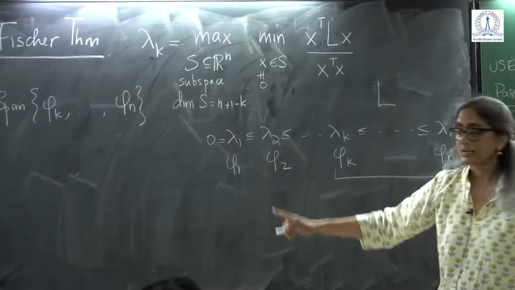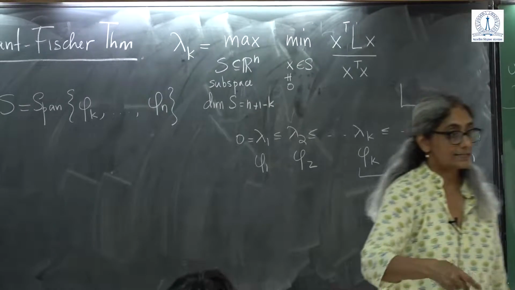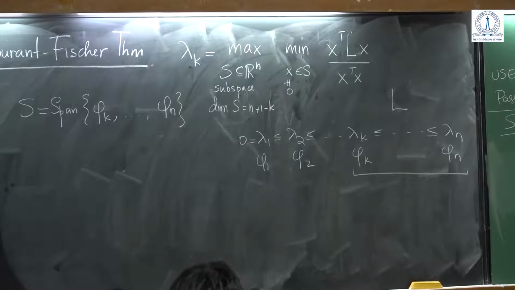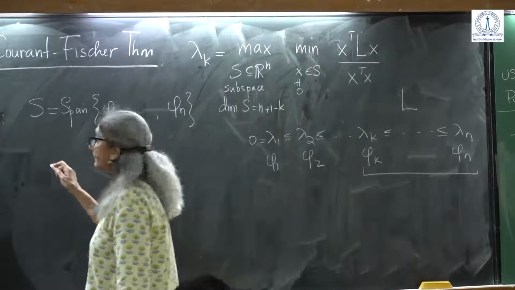That is S. Remember these eigenvectors form a basis of the space; they are independent. So if I pick a subset of them, they are still independent. Do you see that the dimension is n plus 1 minus k?